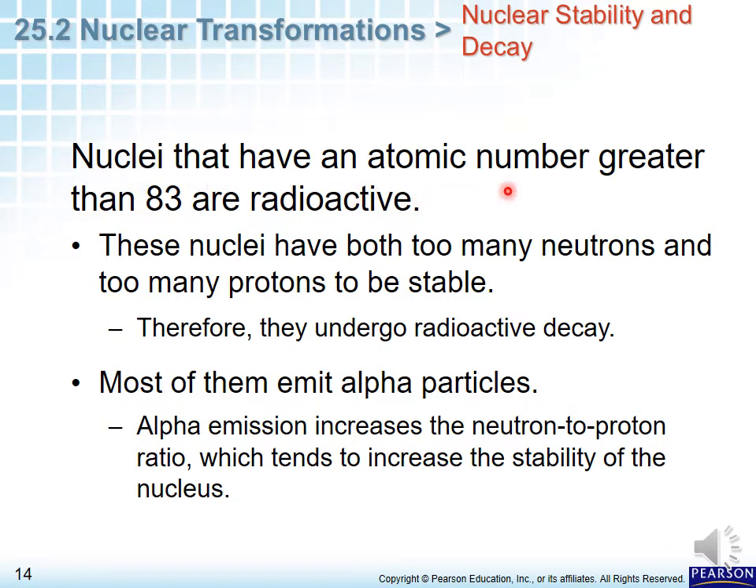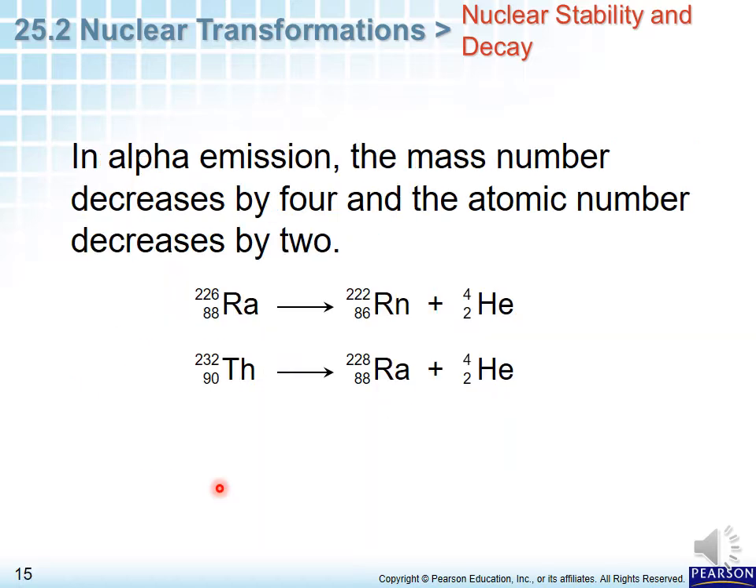Nuclei that have an atomic number greater than 83 are radioactive. These nuclei have both too many neutrons and too many protons to be stable. Therefore, they undergo radioactive decay. Most of them emit alpha particles. So alpha emission increases the neutron-to-proton ratio, which tends to increase the stability of the nucleus.